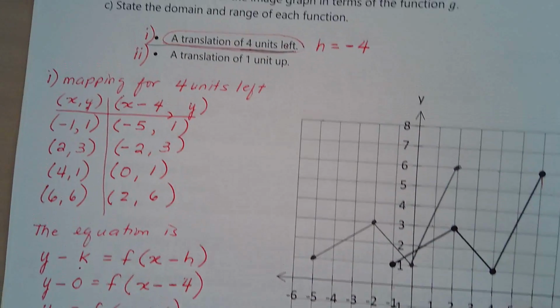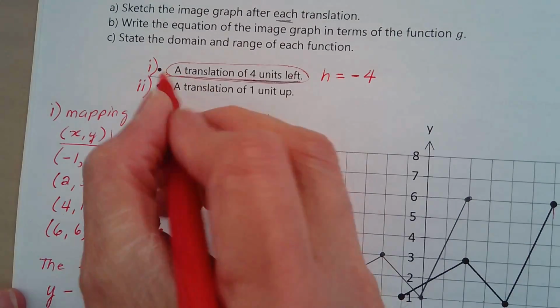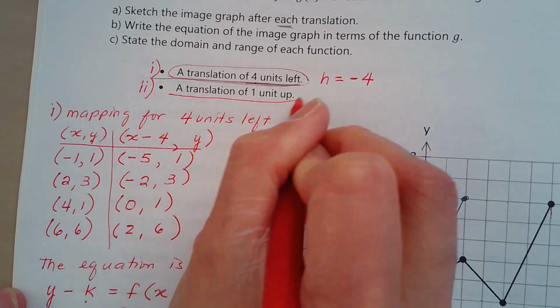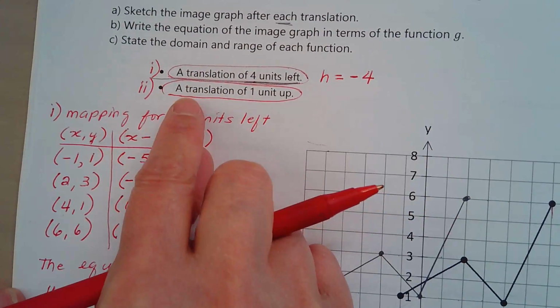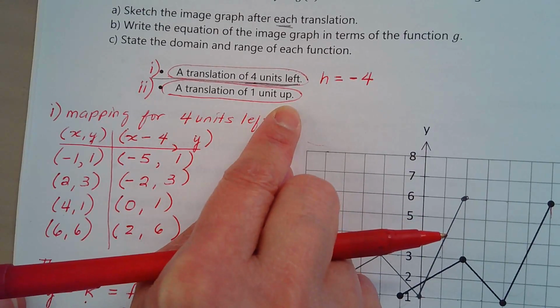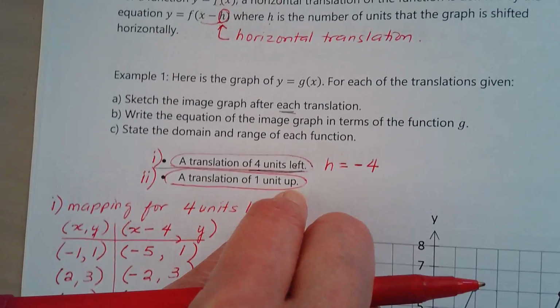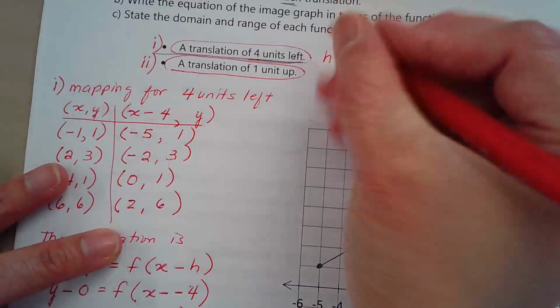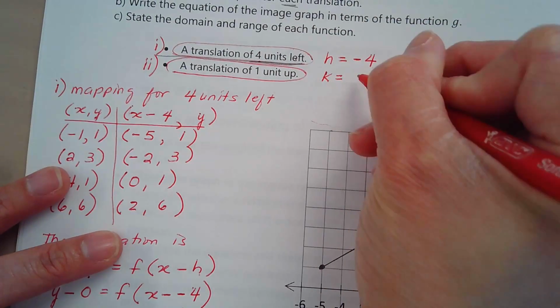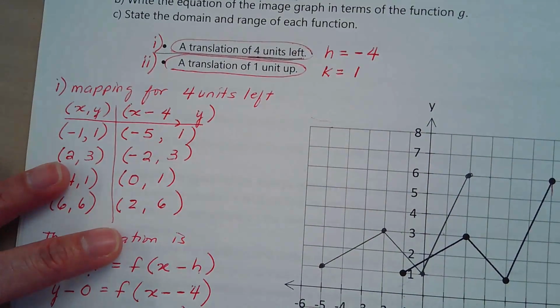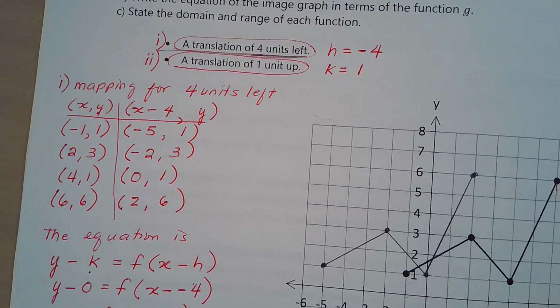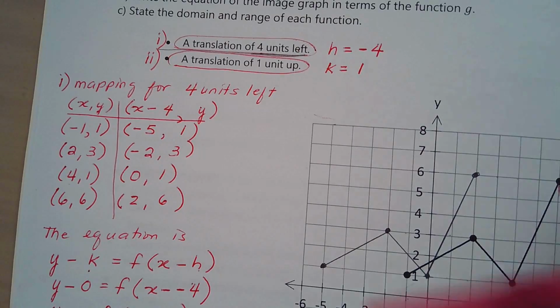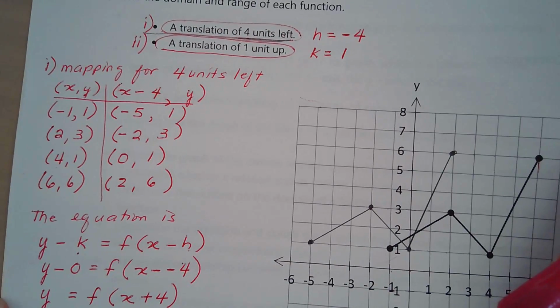So far so good. I'm going to try number 2. It says here number 2 is a translation 1 unit up. Okay, 1 unit up, that's the K value. So K must be equal to +1 because it's a unit up, it's +1. Is that okay?